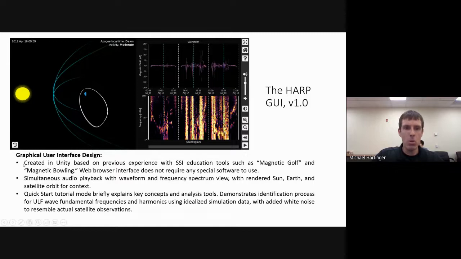Just some background, it was created in Unity, the engine developed by Valdis Vidurgas at SSI. It's based on a lot of previous experience at SSI with education tools and online games like Magnetic Golf and Magnetic Bowling that they've developed. You don't need any software to run it, just a web browser. You get simultaneous audio playback where you can also see the spectrogram and the time series. And as I mentioned earlier, there's a tutorial mode that demonstrates how you can identify events.